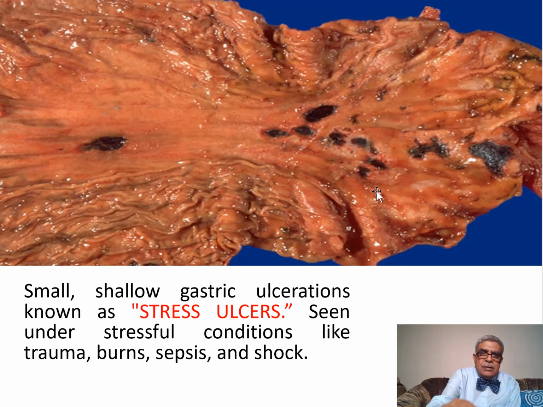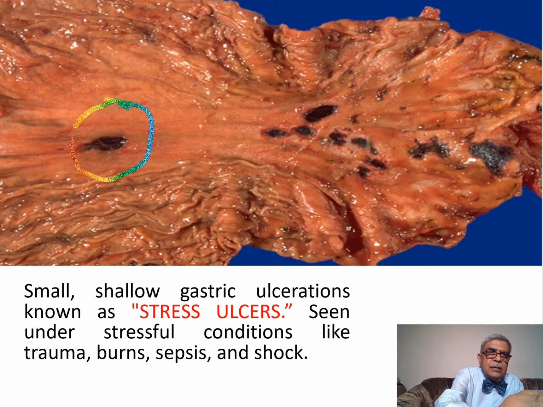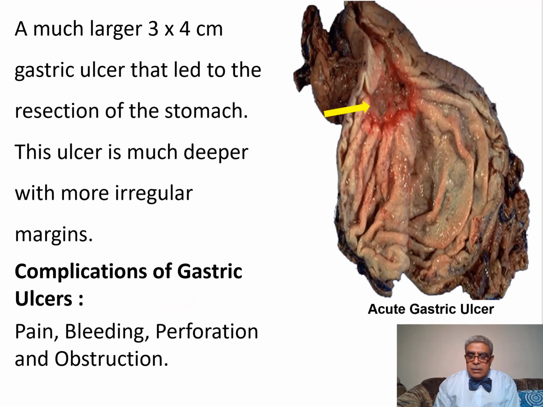Now here you can see small shallow gastric ulcerations known as stress ulcers, seen under stressful conditions like trauma, burn, sepsis and shock. This is a larger gastric ulcer, about 3 to 4 centimeters in size, which leads to bleeding and is responsible for resection of the stomach. The ulcer, as you see in the photograph, is much deeper with irregular margins.